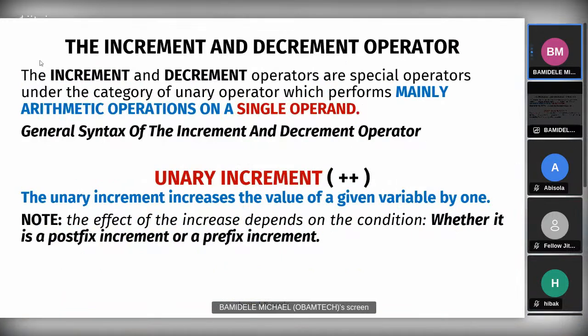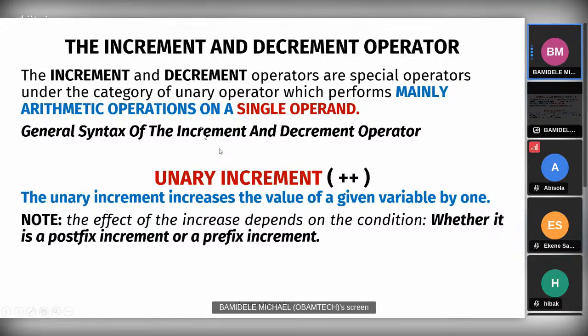Now, quickly, I want to dive into the increment and decrement operators, because we just said that we didn't specify. The increment and decrement operators are special operators under the category of unary operators, which perform mainly arithmetic operations on a single operand. So the general syntax of the increment and decrement operator, for the unary increment, is just how you use it, plus plus. I actually didn't complete this statement.